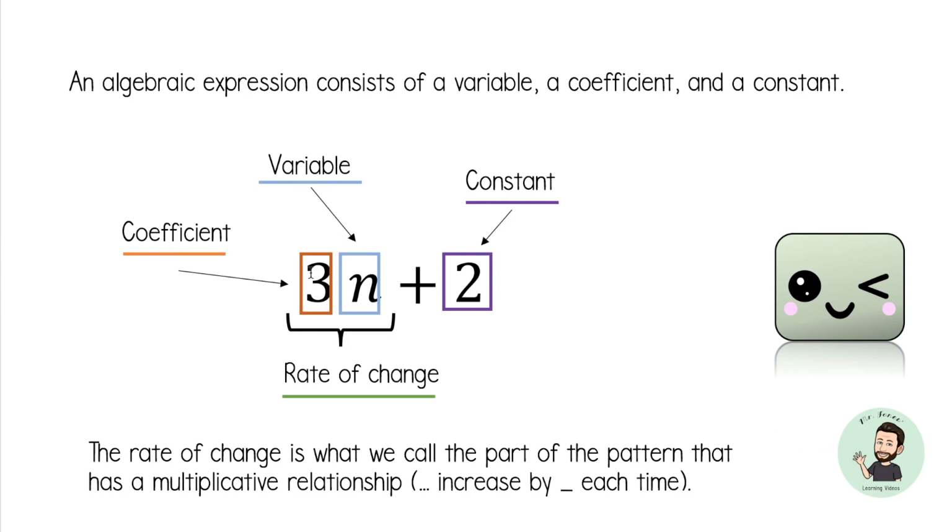That first chunk, the coefficient and the variable, we can call a rate of change when we're talking about patterns. So sort of the two parts that make a pattern are the rate of change and the constant. The rate of change is what we call the part of the pattern that has a multiplicative relationship, right? So it's the part that increases by such and such each time.